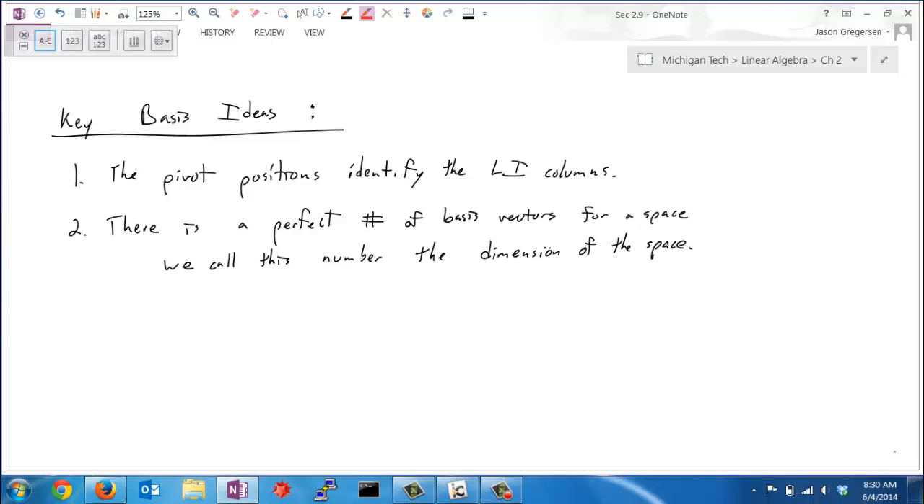So I've used this word before. We kind of say, okay, three-dimensional vectors, R3. We've said dimension a bunch of times. But now we have a more formal definition for it. The dimensions of a space is the number of vectors in its basis.